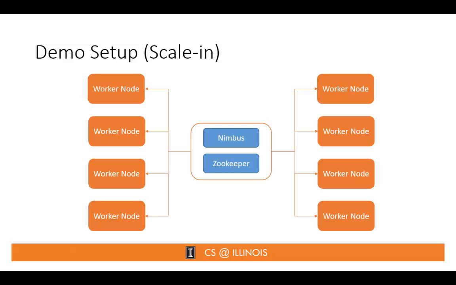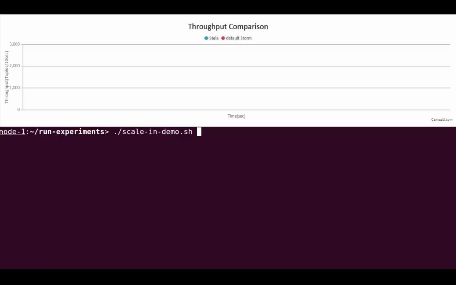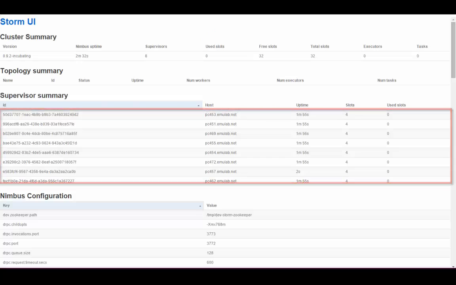Let me first present a demo on how to perform a scale-in operation with Stela. In this demo, Stela is going to scale in from 8 worker nodes to 4 worker nodes. I will demonstrate the scale-in operation of Stela via a script I have written. The top window graphs the live throughput of the page load topology when running Stela and Vanilla Storm. Stela and Vanilla Storm are each run in separate but equivalent clusters. I have already set up clusters with 8 nodes each.